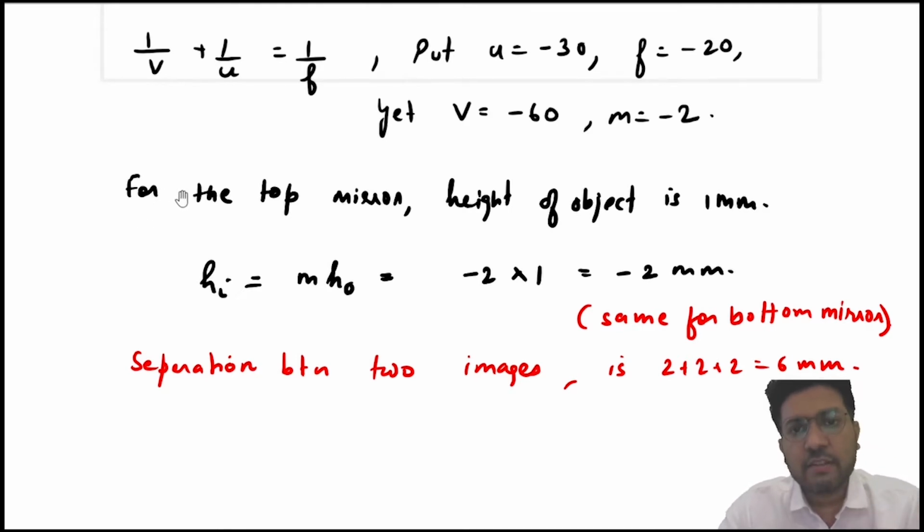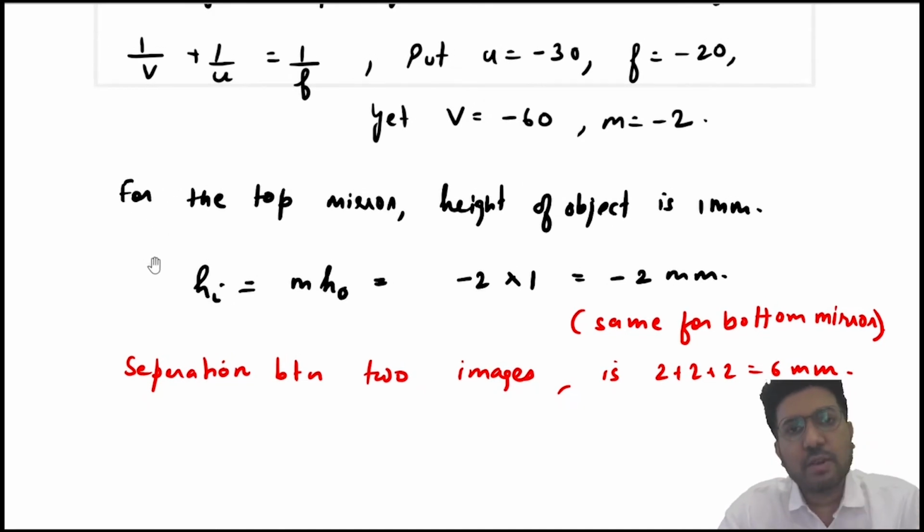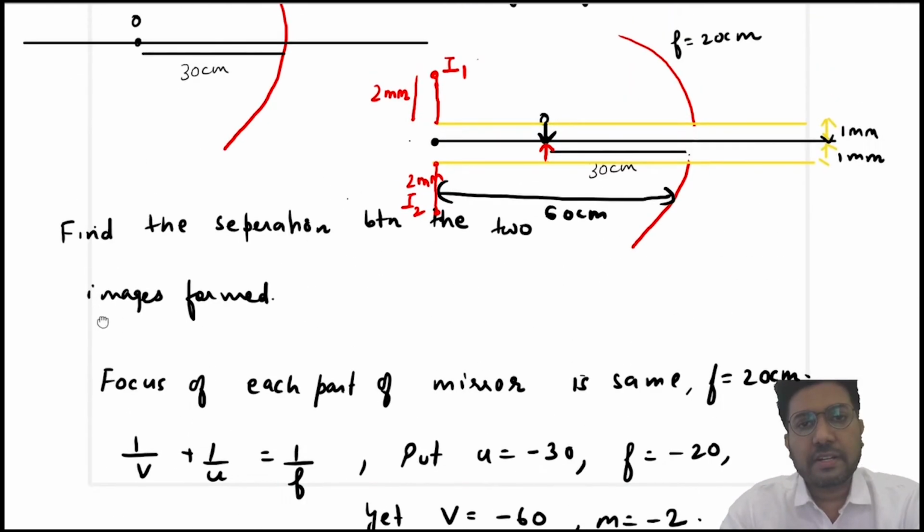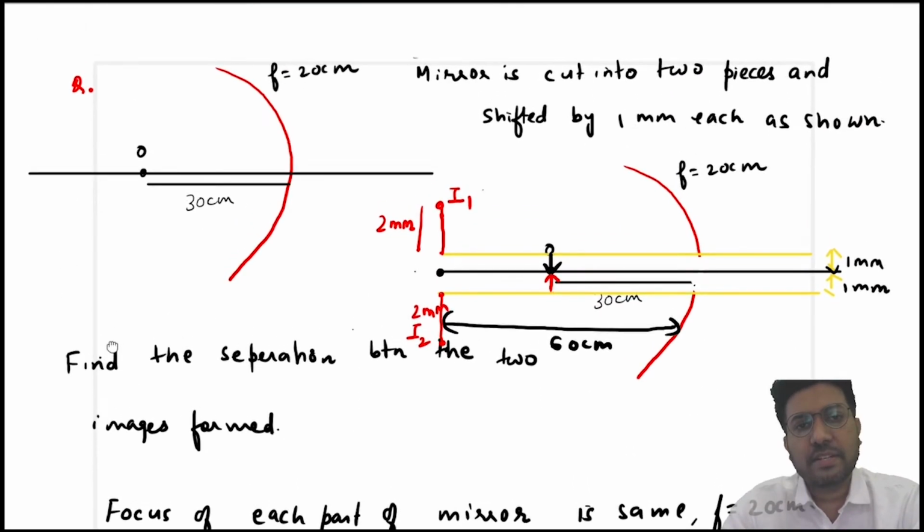Okay, so if object is above axis, image should be below the axis. That is the meaning of inverted. Similarly, if the object is below axis, the image should be above the axis. That is the meaning of inverted, right? So the answer will be 6 millimeter.